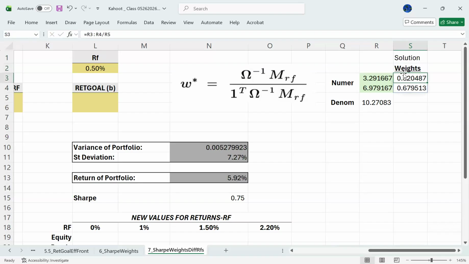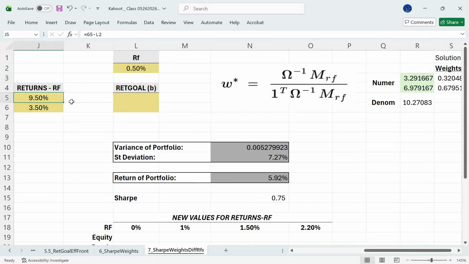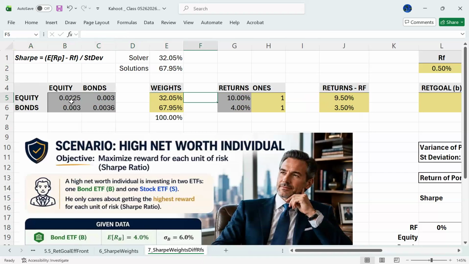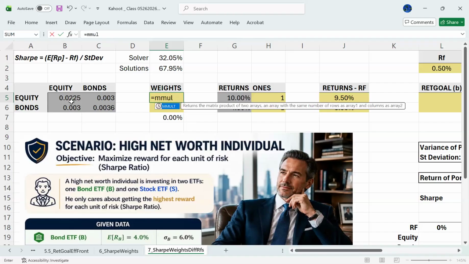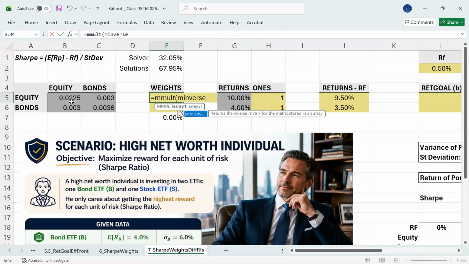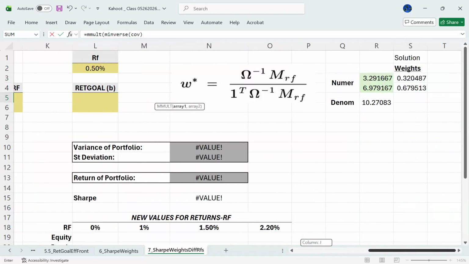Okay, so you can do that, but you can also add all of that in a formula at once. So you can go here, and then you can simply do one MMULT, and you have the MINVERSE of the covariance, and then the formula. We're just following this formula. Okay, so mu RF, and then this is the denominator, and we're done. I wanted to show this formula.